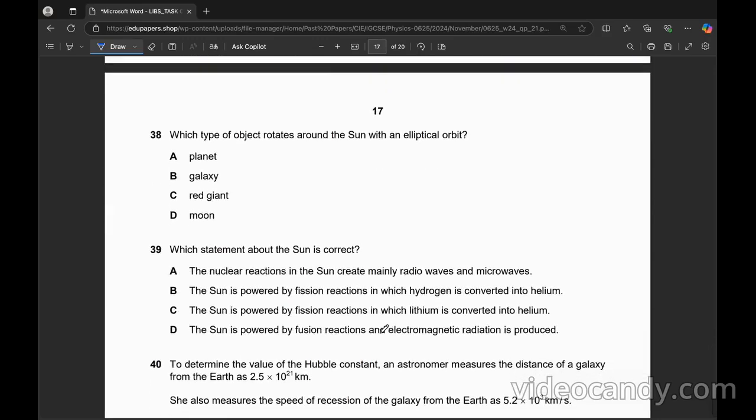Okay, so 38. Which type of object rotates around the sun with an elliptical orbit? Apparently you already memorized it. That is planet. Now, there are 8 planets in the solar system. They orbit with an elliptical shape, and honestly, the other 3 don't really orbit the sun, so it doesn't really make sense.